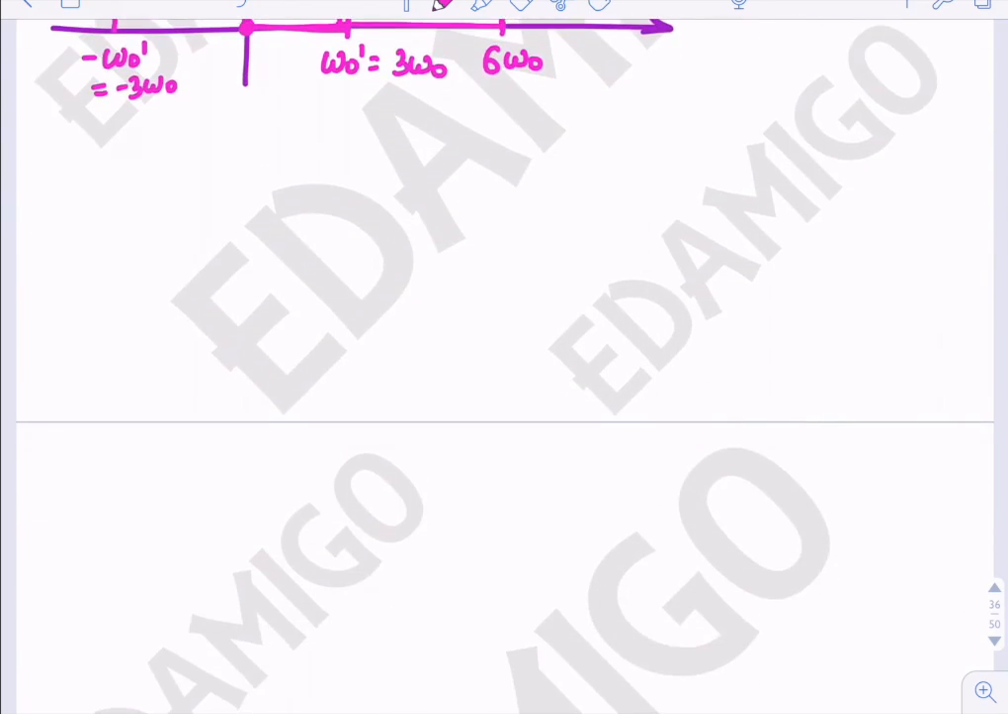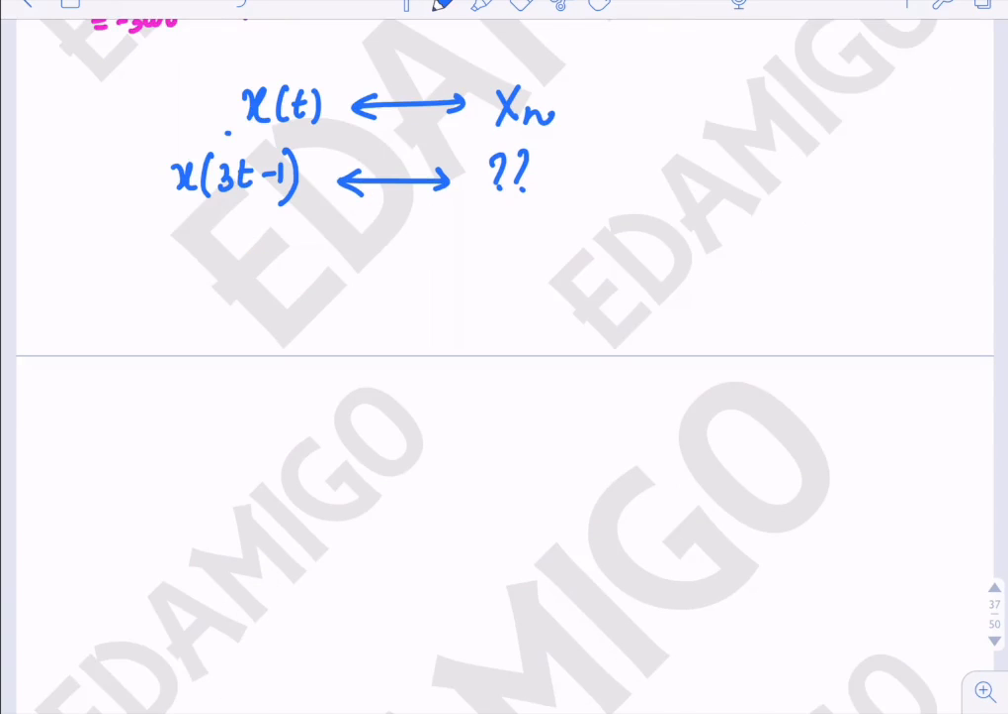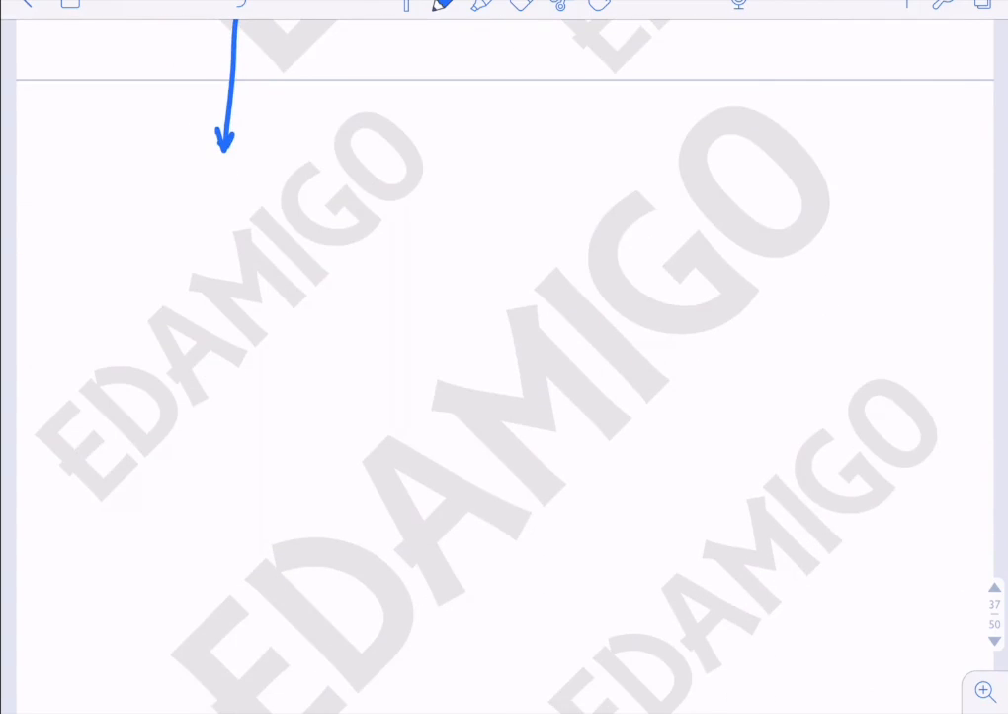Now there is one part in this question, the last part, so I am doing it first. The last part is: if x of t has the exponential Fourier series coefficients xn, x of 3t minus 1 will have the exponential Fourier series coefficients, question mark. Here two properties are there, the time scaling property and the time shifting property. First of all, let us start with x of t. So x of t has the Fourier series coefficients xn, and the fundamental frequency is omega naught. Now let us do time scaling first. So we have x of 3t.